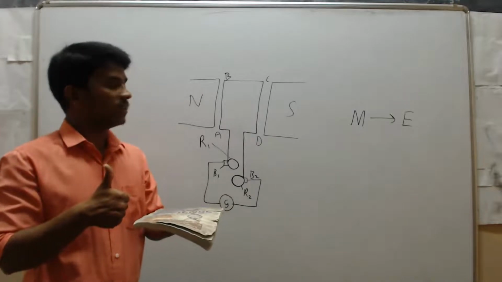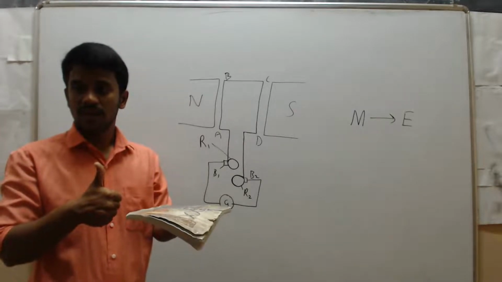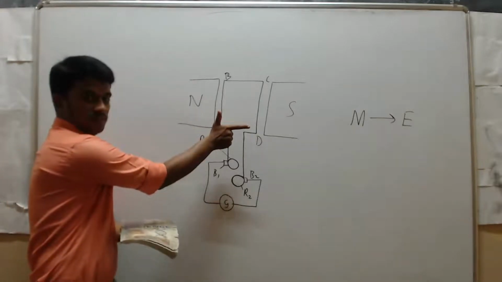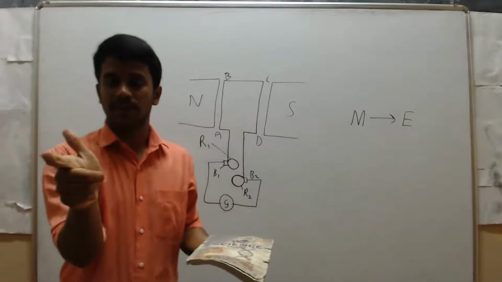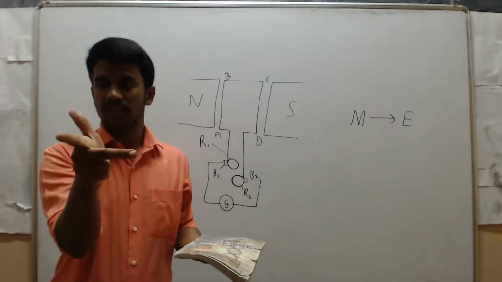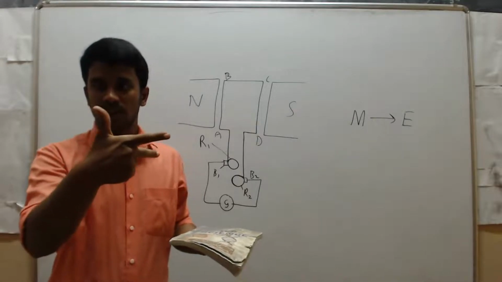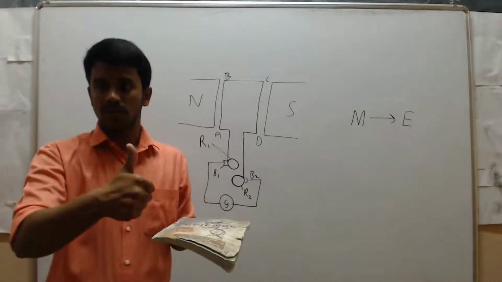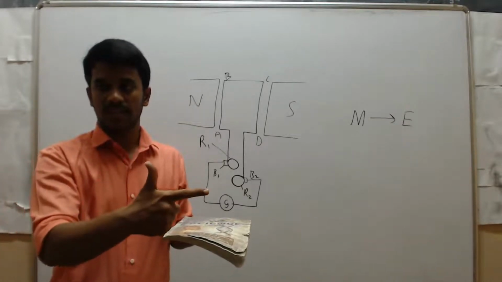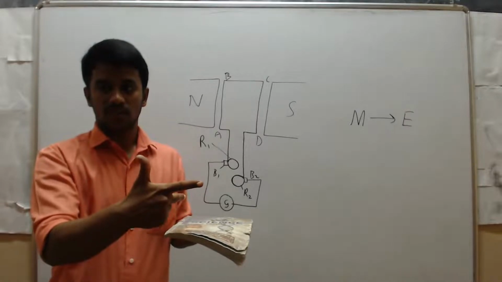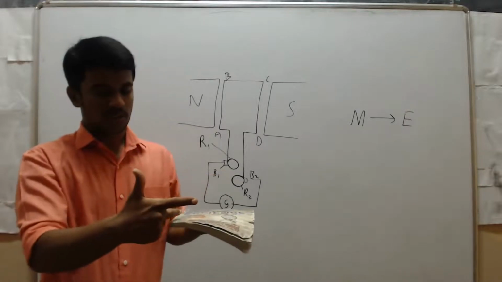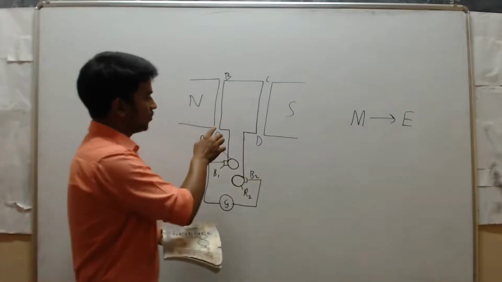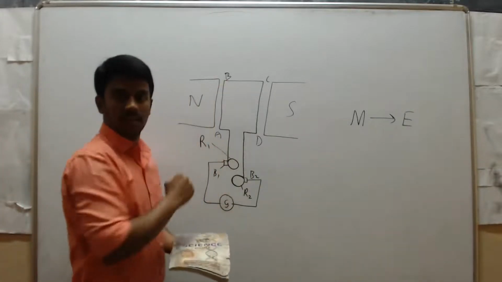What about the magnetic field direction? The magnetic field direction is north to south, like this. Now just release this middle finger. Now this coil is moving in this direction, meaning upwards. The magnetic field direction is in this direction. What about the current? Now the current direction is in this direction. So in which direction is the current induced? That is from A to B.